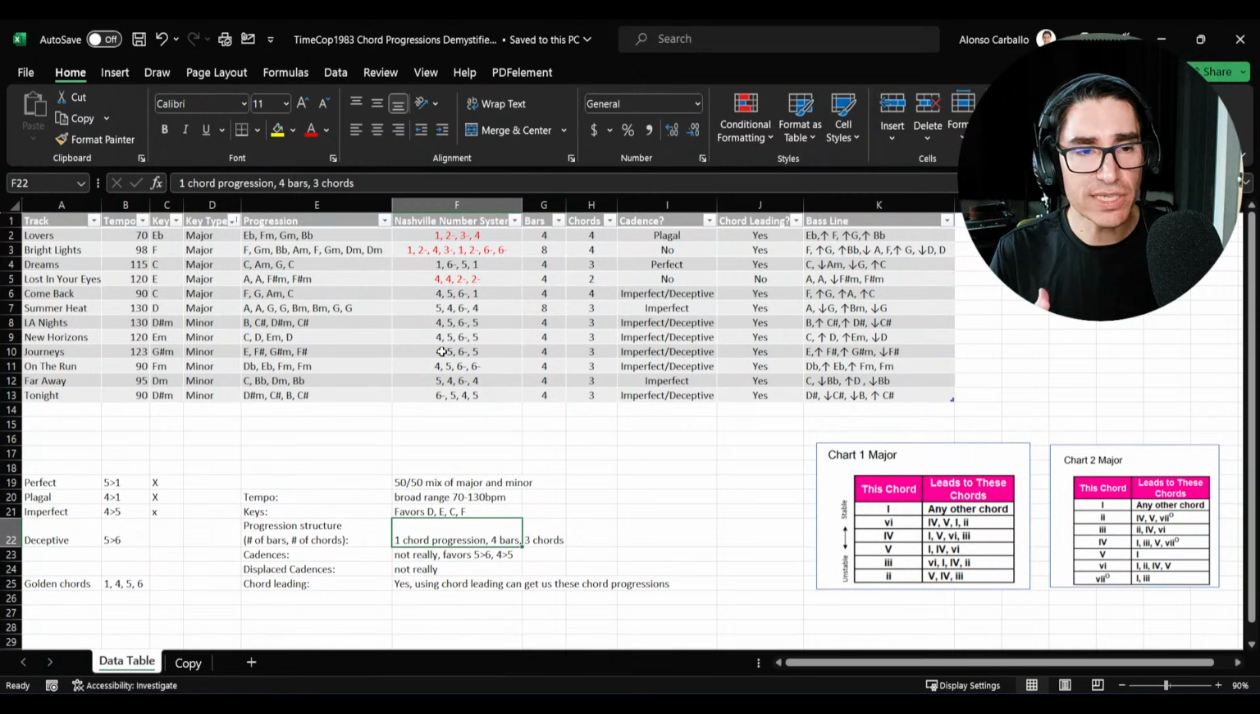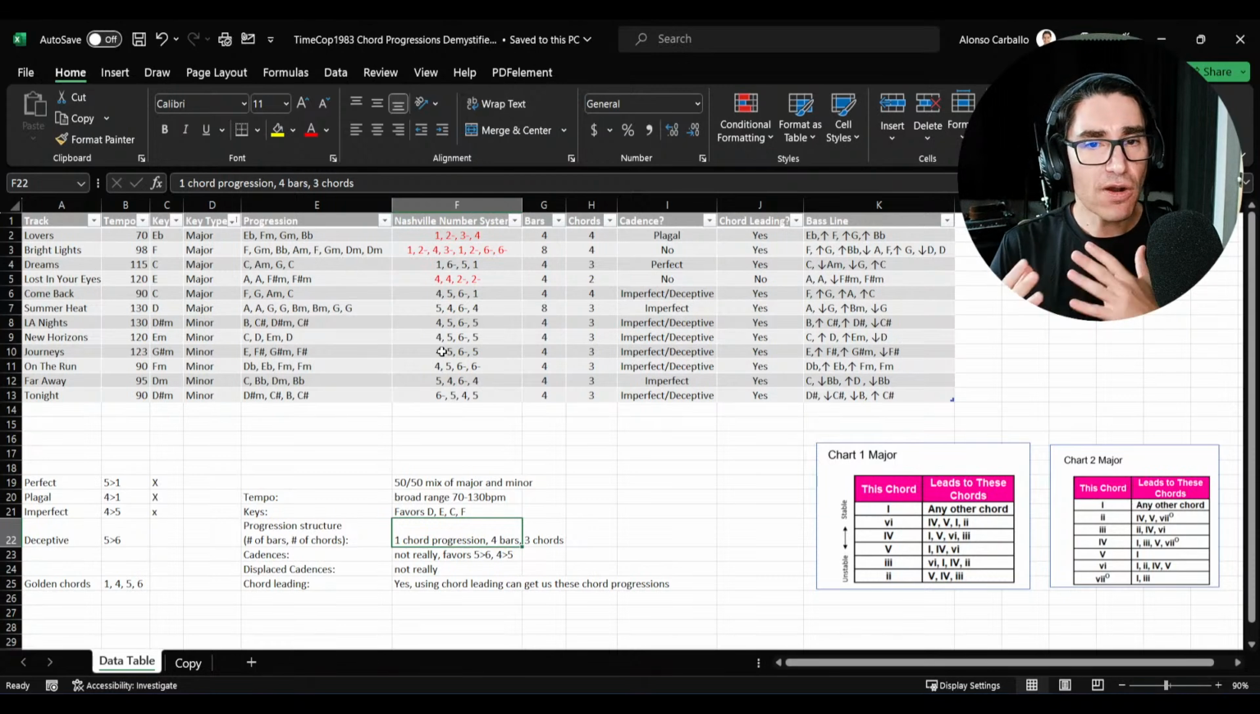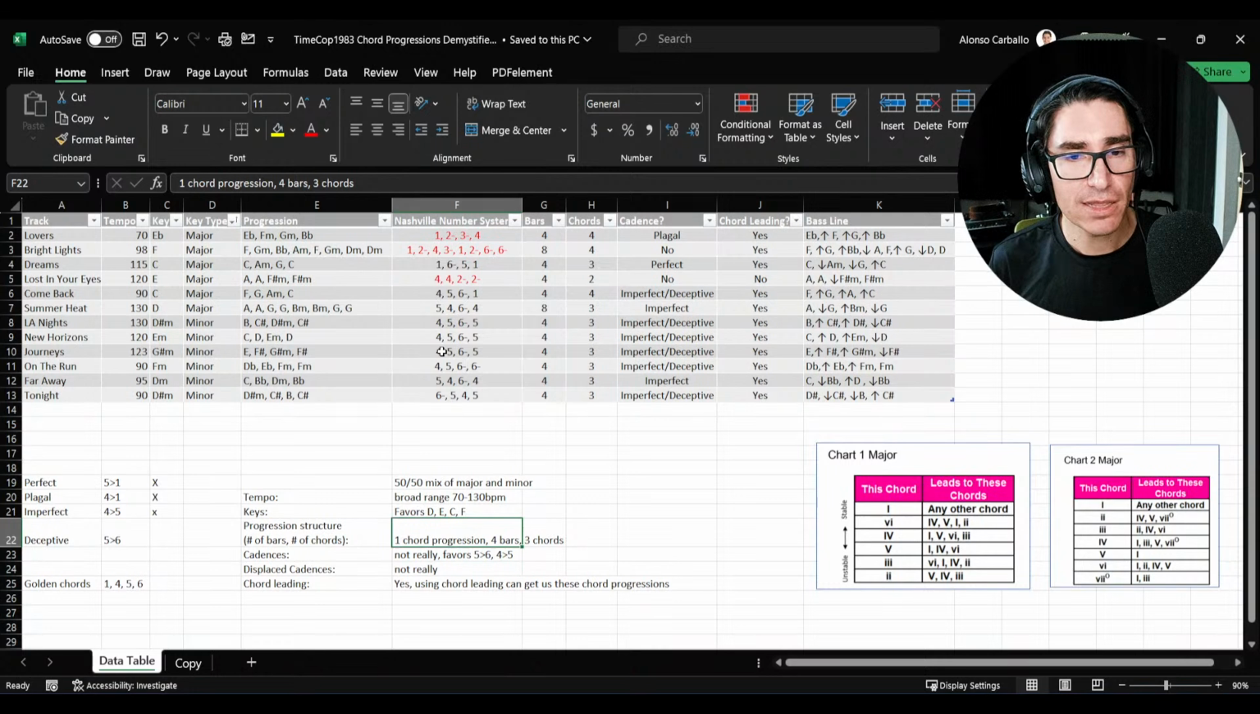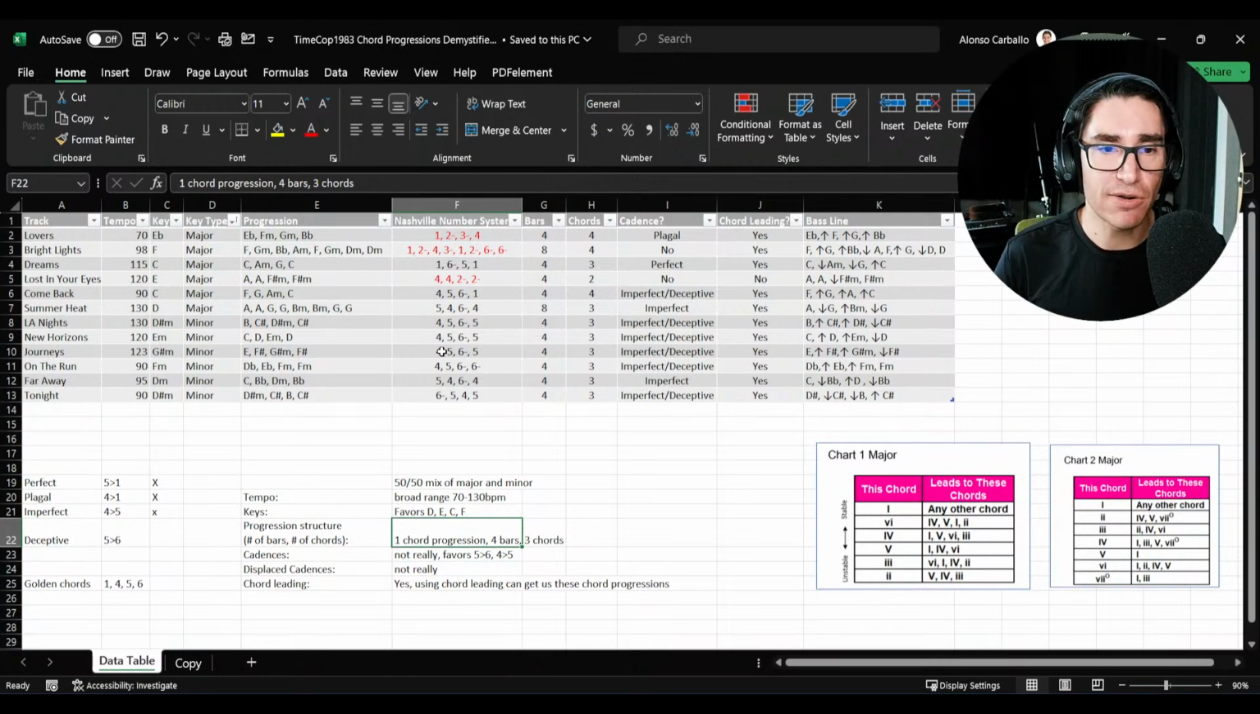Cool. So this really gives us an insight into the music of TimeCop1983. Two things that I want to mention. If you're a TimeCop1983 fan, then that's great. He's one of the legendary synthwave producers. And if you wanted to make music that sounds like his, using this analysis, these tools, these techniques is going to help you get in that ballpark, right?